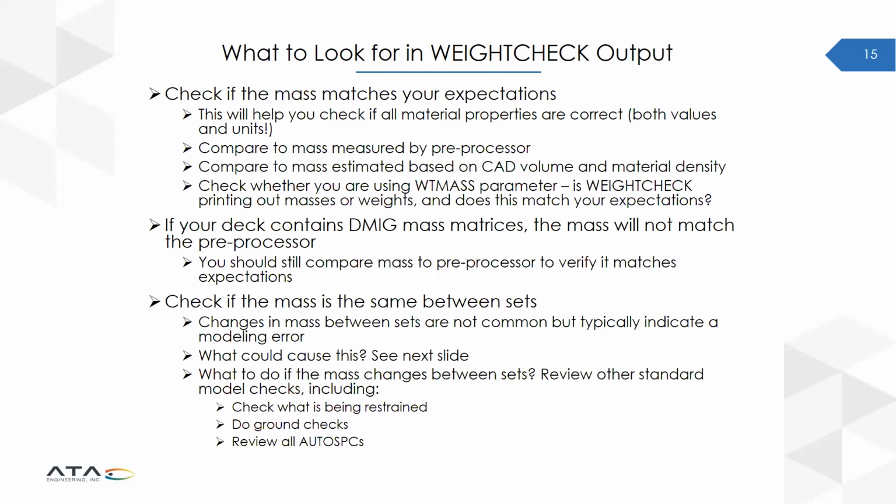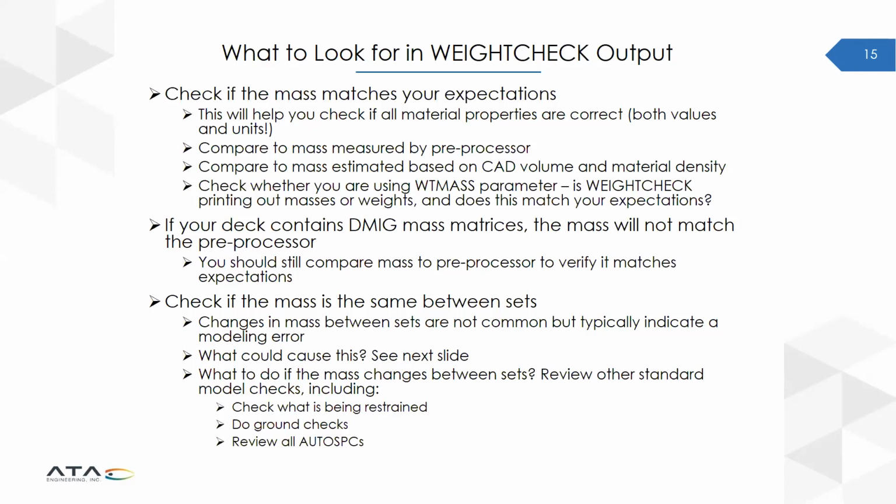So what to look for in this output? How do you know if your weight check makes sense and is correct, or if you need to revisit your model? Check if the mass matches your expectations. This will help you with all your material properties. Make sure your densities are all correct and that your units are what you intended. Compare the weight check values for mass to the preprocessor mass. Those should ideally be the same, and if not, you should understand why they are not the same.